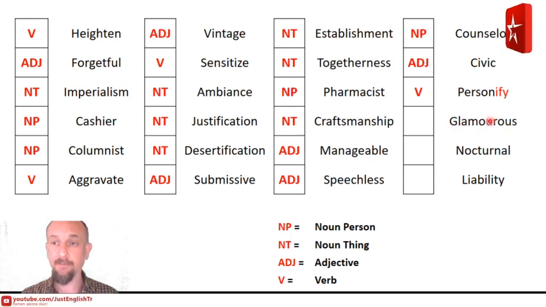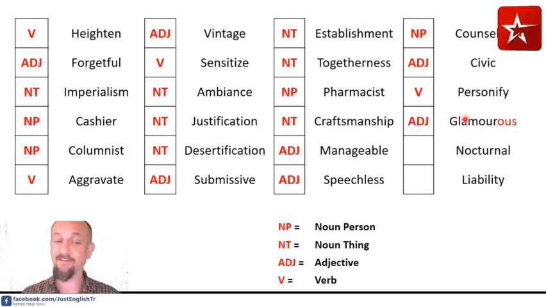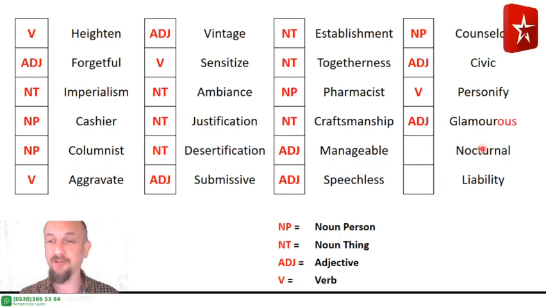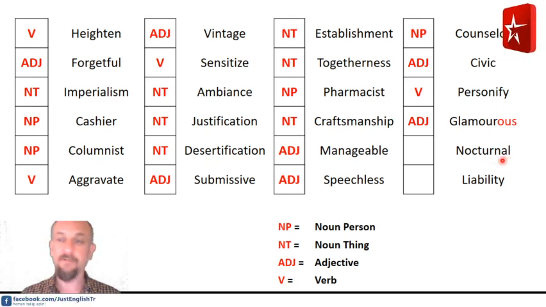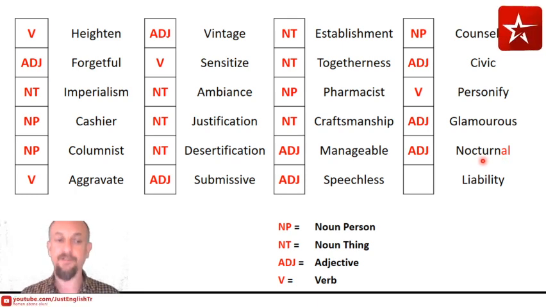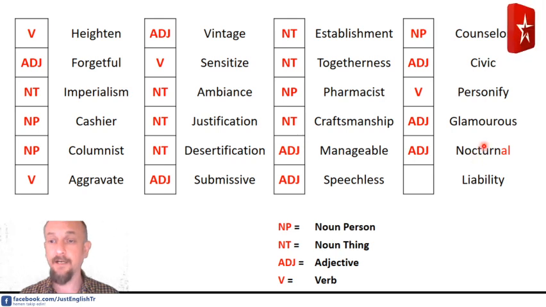Then we have glamorous, another adjective. Then we have nocturnal. Adjective, verb, or noun. It's an adjective. Very good, Umut. Very, very good. Yep, Mr. Kerem, it's that adjective, nocturnal. An animal that sleeps of a night time.